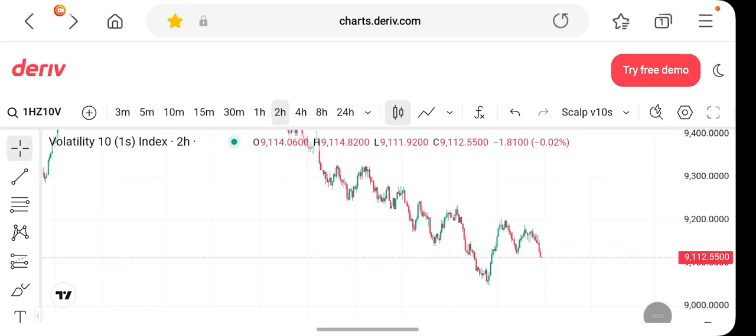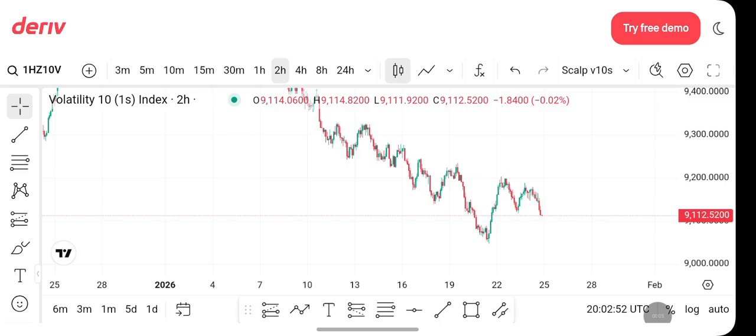wind effects here. Low wind effects once again.